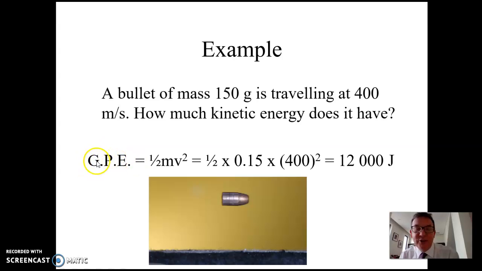That should say kinetic energy, shouldn't it? So ignore that. Kinetic energy is a half mv squared. So that's a half times m. Now you notice I've changed this. Our formula works with kilograms, so to turn from grams to kilograms, I've had to divide that by 1,000. That's made it a little bit harder. Okay, times v squared. Remember, it's only the velocity that's squared. So if you put that carefully in the calculator, you get 12,000 joules.